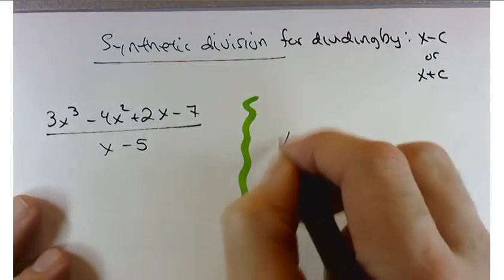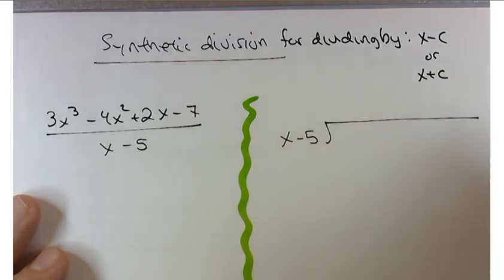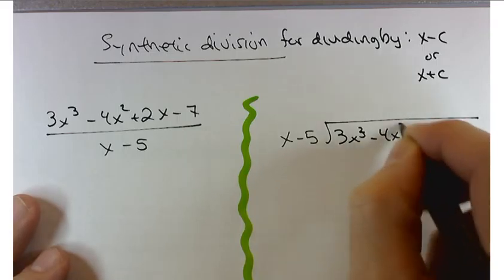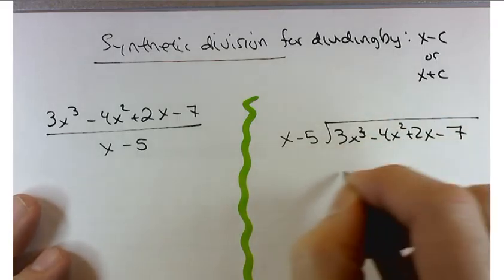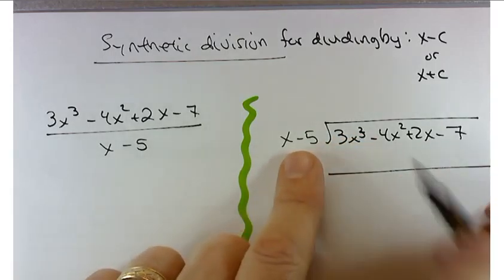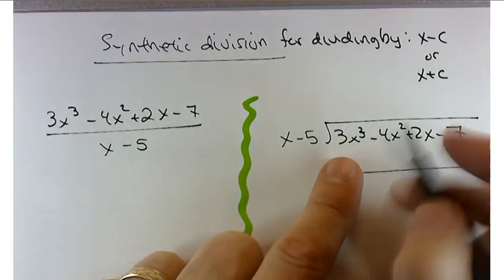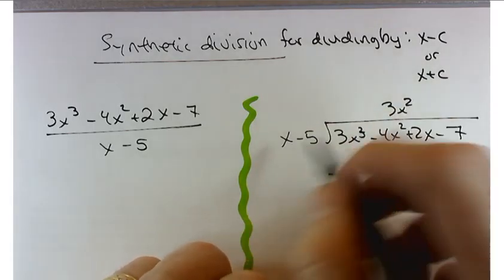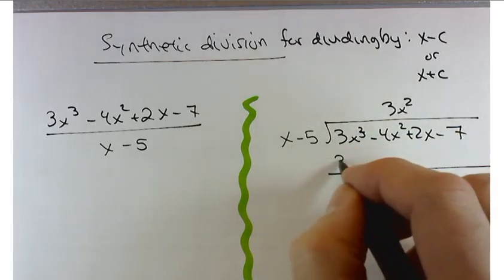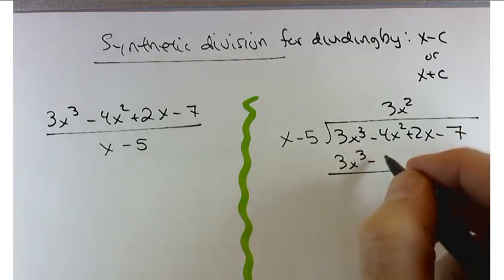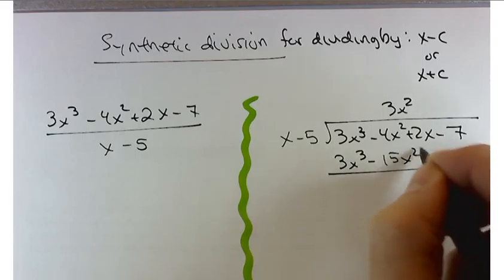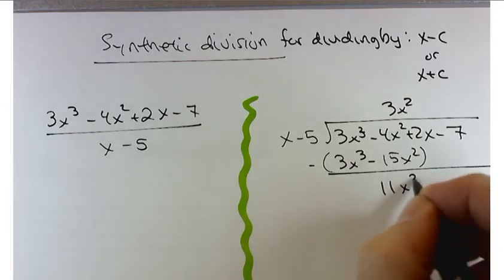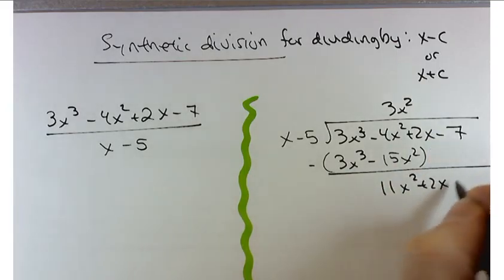Don't copy this down. Here it is the long way. X minus 5 into 3x cubed minus 4x squared plus 2x minus 7. First, you'd have to figure out what do you multiply this by to get a 3x cubed. You say, all right, I need to get a 3x cubed, so multiply by 3x squared. If I distribute that to both terms, I get 3x cubed minus 15x squared. But when you change the signs, this ends up as an addition. You get 11x squared. Bring down the 2x.